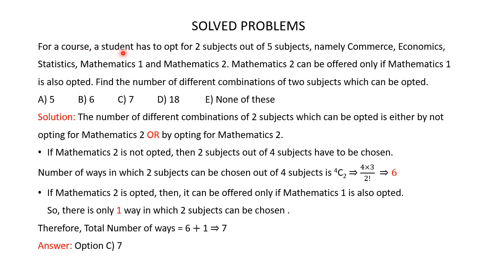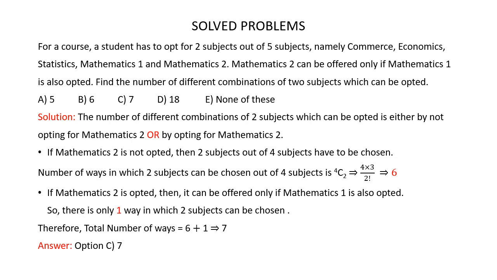For a course, a student has to opt for 2 subjects out of 5 subjects, namely Commerce, Economics, Statistics, Mathematics 1 and Mathematics 2. Mathematics 2 can be offered only if Mathematics 1 is also opted. Find the number of different combinations of the 2 subjects which can be opted. Here you are given 5 options and you have to find out which of these options is the correct one.